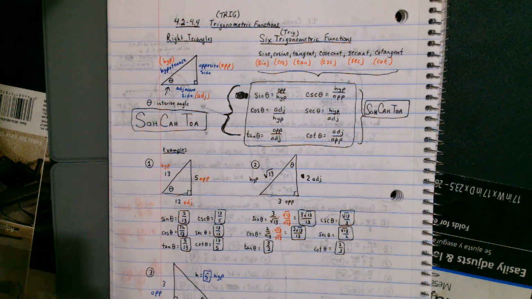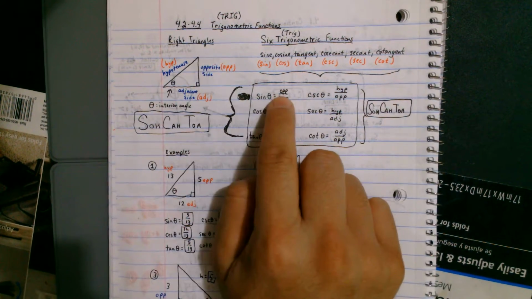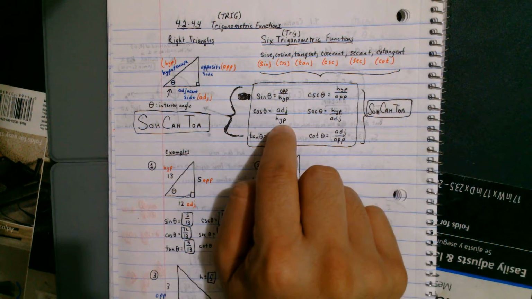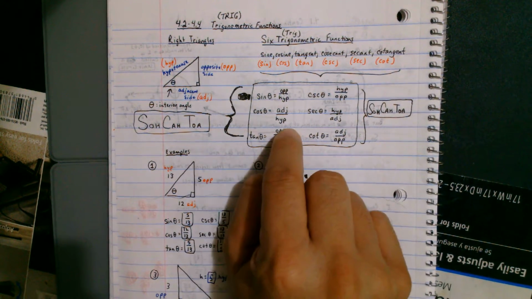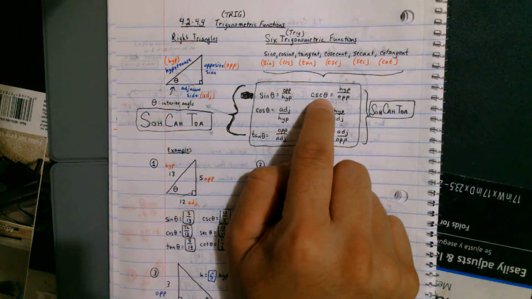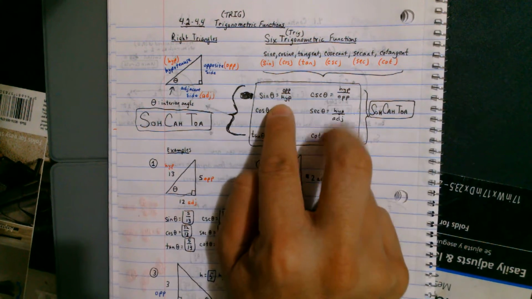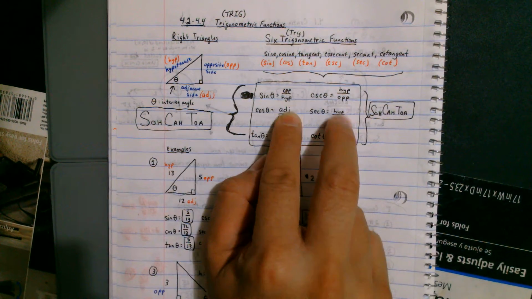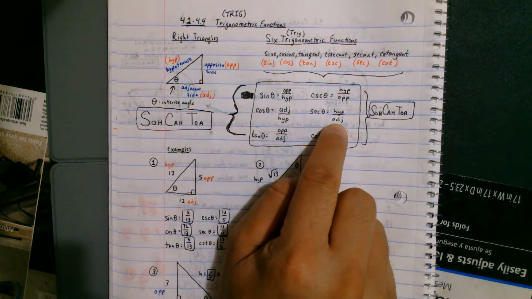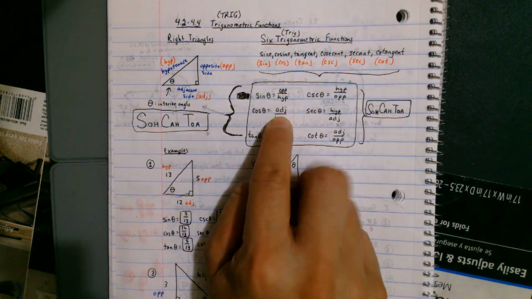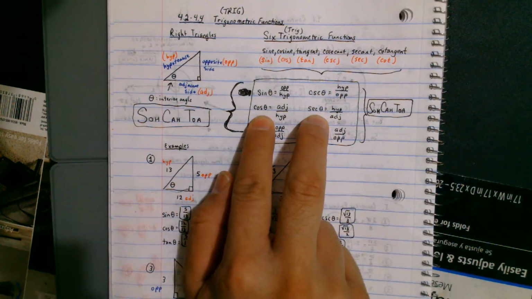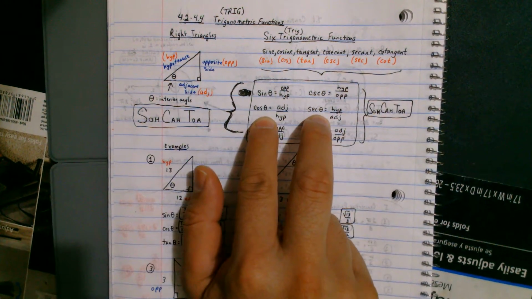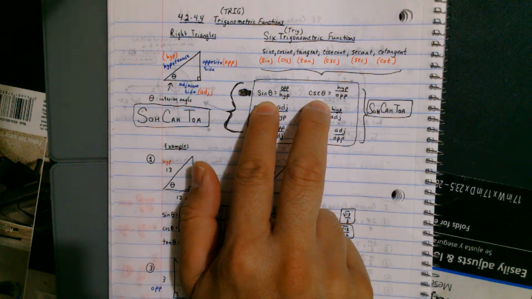So sine of theta is understood to be the opposite side divided by the hypotenuse. Cosine is the adjacent side divided by the hypotenuse, and tangent is the ratio of the opposite side over the adjacent. Cosecant is hypotenuse over the opposite side, which is the reciprocal of sine. Secant is the hypotenuse over the adjacent, which, notice, is the reciprocal of cosine. So secant and cosine are reciprocals of each other. Cosecant and sine are also reciprocals of each other.